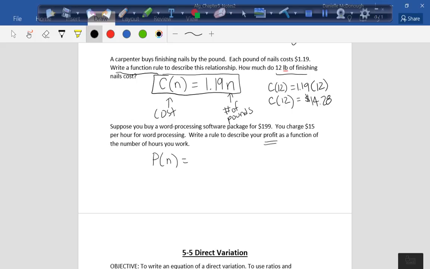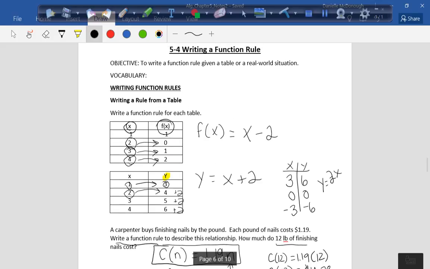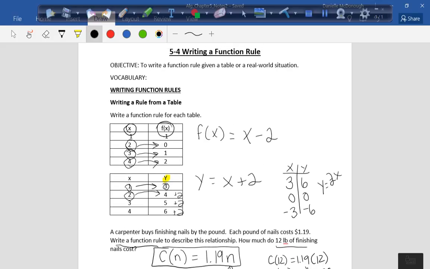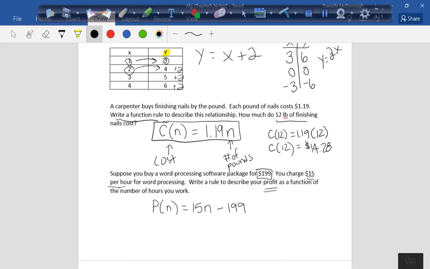And the one thing that I have to take into consideration here is I've already spent $199 and I'm making $15 per hour. So it would be 15n, so 15 times the number of hours I work, but then for my profit, I have to take away my expenses, and I had paid $199 for the software package. So, there are a couple ways to look at this. Sometimes the tables can be kind of tricky, but you're writing a function rule based on a table and based on some word problems.